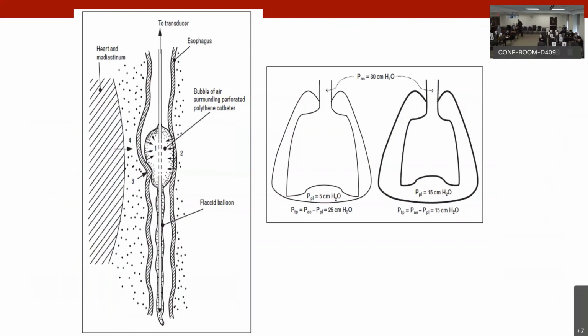Okay. So I talked a little bit about the pleural pressures. So this is an esophageal balloon. So how do you actually measure your pleural pressure? You put an esophageal balloon in. It's literally just kind of like an NG tube or an OG tube. You put it in, you inflate the balloon, and it has a pressure monitoring system. And you're able to kind of estimate your intrathoracic pressure, your pleural pressure.